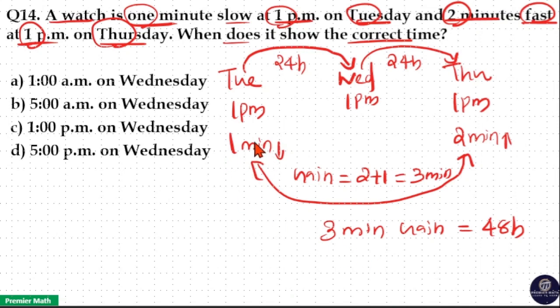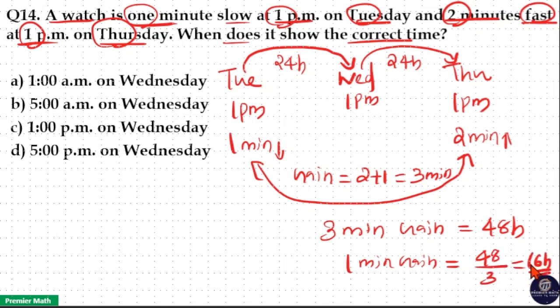Here on Tuesday at 1 p.m. it is 1 minute slow. So if it gains 1 minute, it will show the correct time. So 1 minute gain is achieved in how much time? 48 divided by 3, 16 hours.